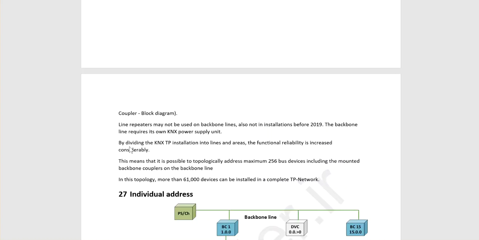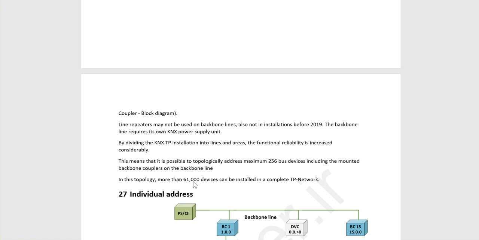The book said by dividing the KNX TP installation into lines and areas, the functional reliability is increased considerably. Yes, it is true. Of course, it increases the cost of the project, but the reliability will be increased, and the transparency of the project is much better. In this classical topology, it is possible to install more than 61,000 devices in a TP network.